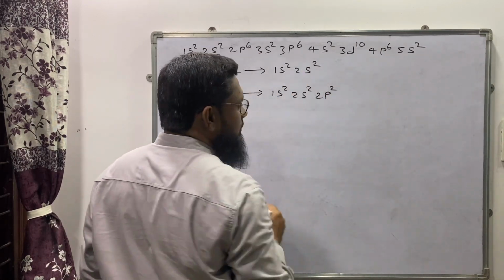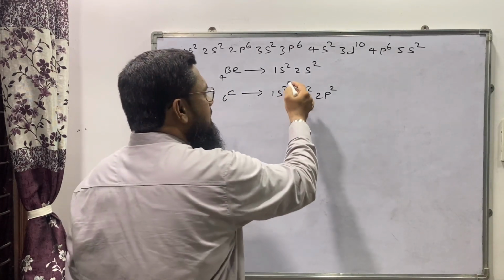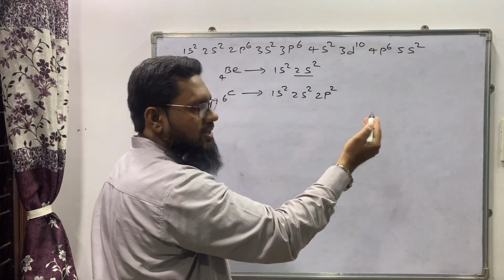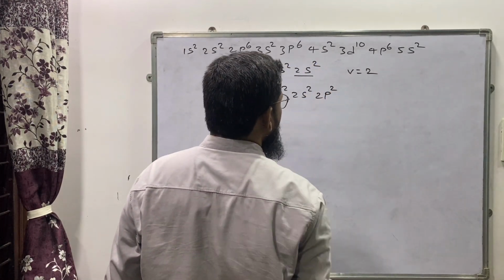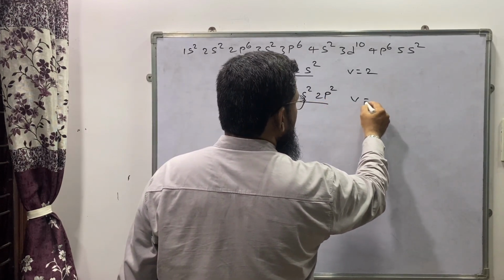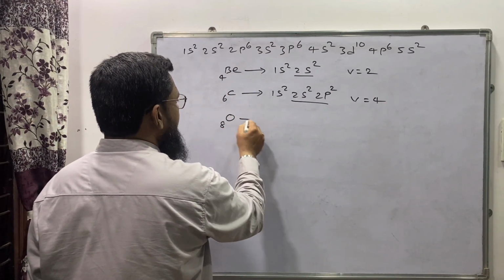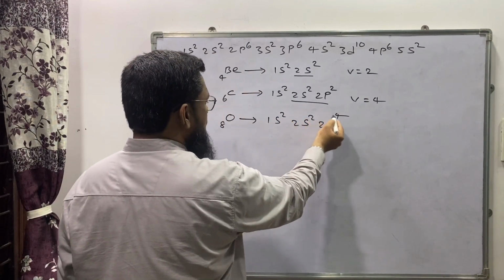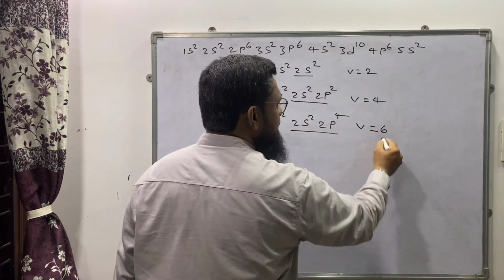Now we have to know how to calculate the number of valence electrons. The second shell is the last shell, that is the valence shell. The number of electrons in it is known as the valence electrons. Here the second shell is the last shell, and in it 2 plus 2 gives 4 valence electrons. For oxygen, atomic number 8, the configuration is 1s2, 2s2, 2p4. 2 plus 2, 4, 4 plus 4, 8. The second shell is the last shell, 2 plus 4, so we have 6 valence electrons.